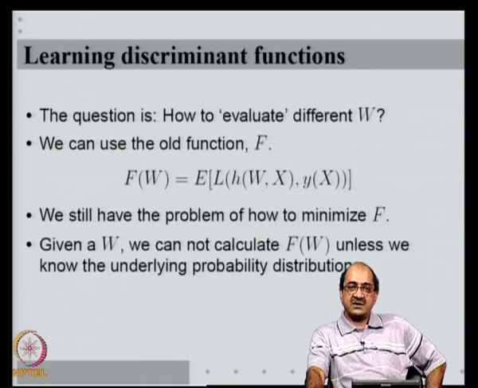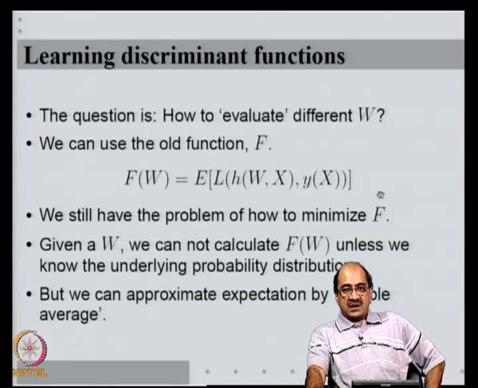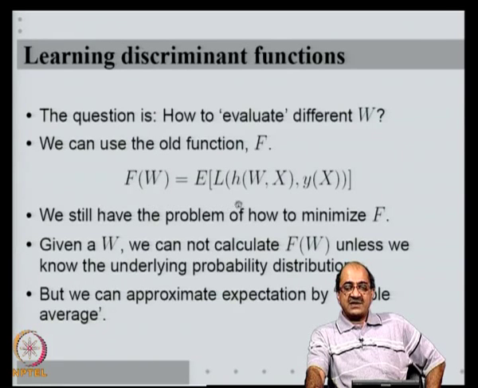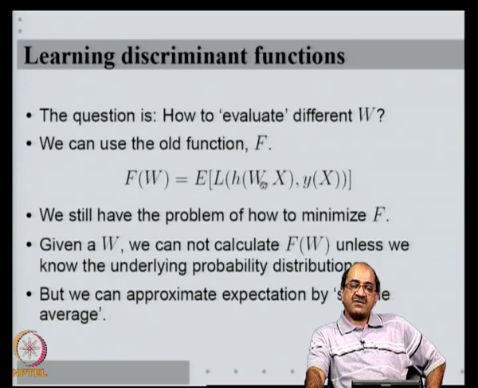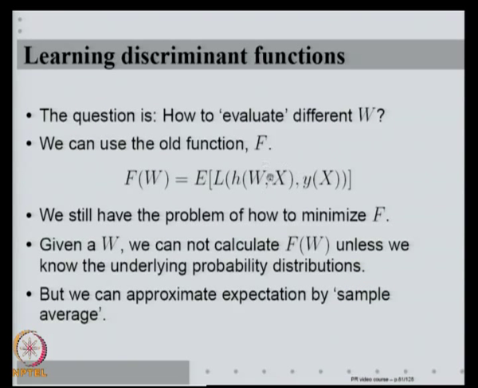How do I evaluate this f? The idea is that here f is expectation of some function, and as you know, if you want to find the mean of some random variable, a good approximation is the sample mean. So, if I have training examples, I can find the sample mean of the same function on the training examples, and that I can use as an approximation to risk f W.